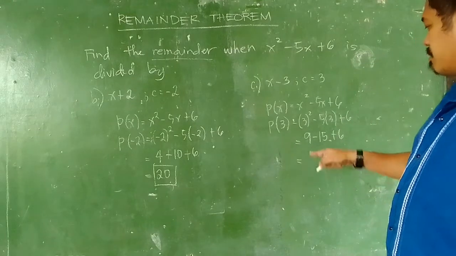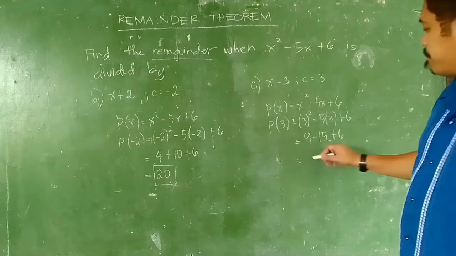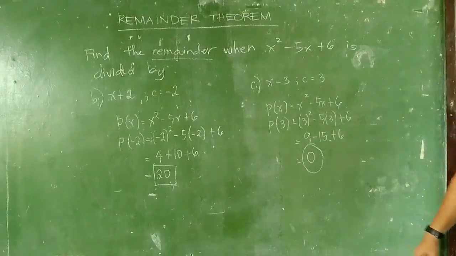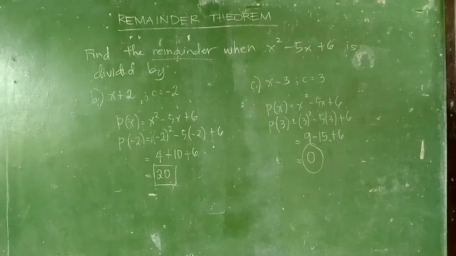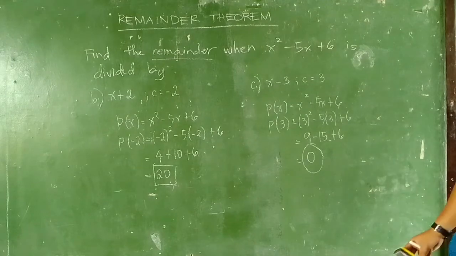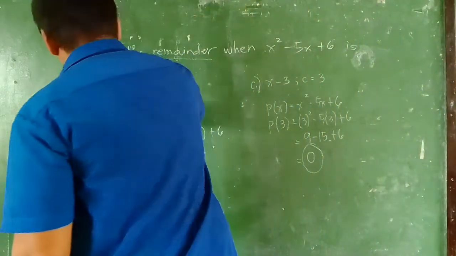For me, this is still easier. So, 9 plus 6 is 15, minus 15. There you go. So, your remainder is 0. That's how easy it is. So, let's have now our next lesson. That was fast, next lesson already. Let me get the ellipsis.